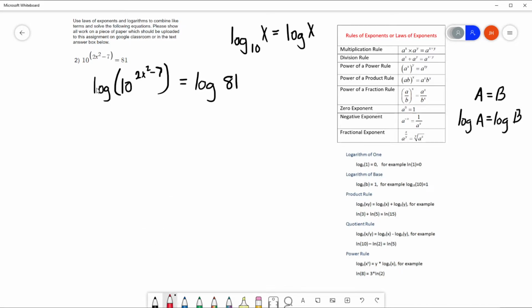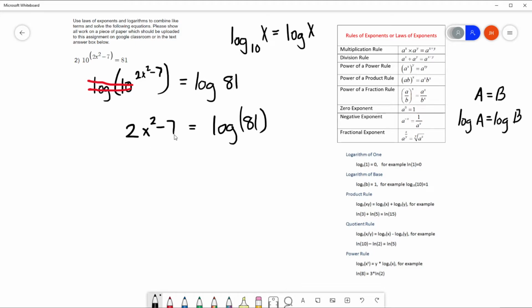Well, if I have the log of an exponential and they have the same base, they actually will cancel each other out, and I'm left with just 2x squared minus 7. And that equals the log of 81. I'm going to leave that there as is. I'm not even going to bother evaluating that right now, because that doesn't really matter too much. We could plug that into a calculator later. So now we just have to solve for x.